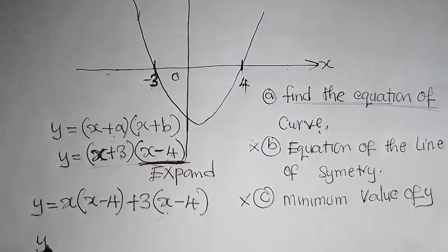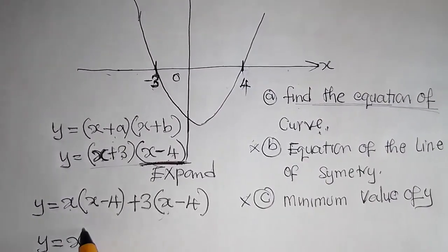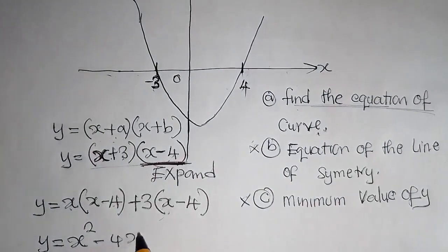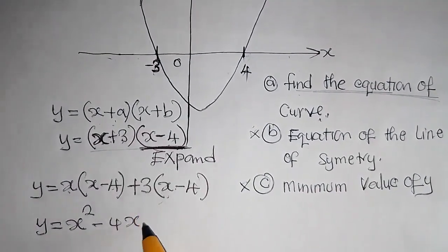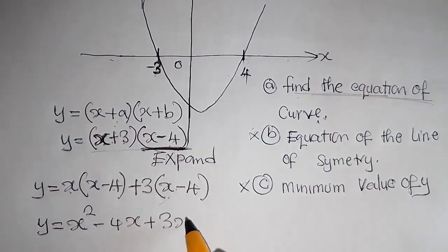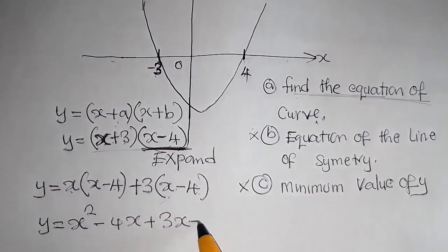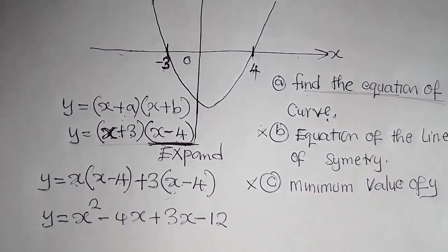So you say y is equal to, have you seen? X times x, it is x squared. X times 4, so minus 4x. This is what you are going to do. 3 times x, that is plus what? 3x. 3 times negative 4, that is negative 12, like this. Have you seen? This is what you need to do.